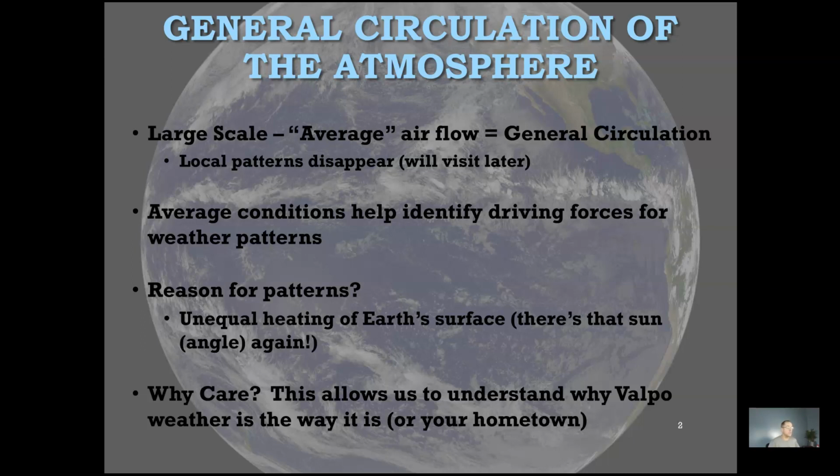The unequal heating of Earth's surface is critical for these patterns. We know that in the general sense, there is more sun near the equatorial regions than there is near the polar regions. And in many of these simplified models, you'll see that we really focus on that fact. Why do we care? Because it is going to help us to drill down to understand why the weather is what it is in certain parts of the world.